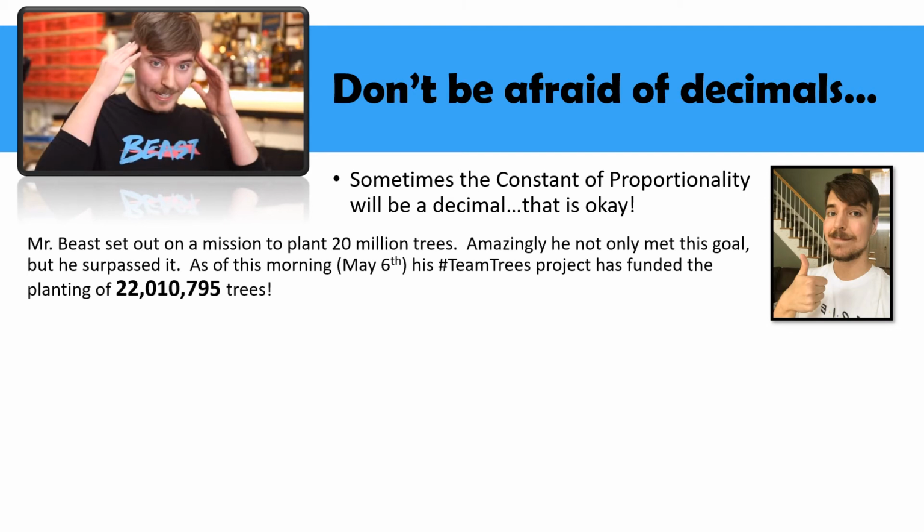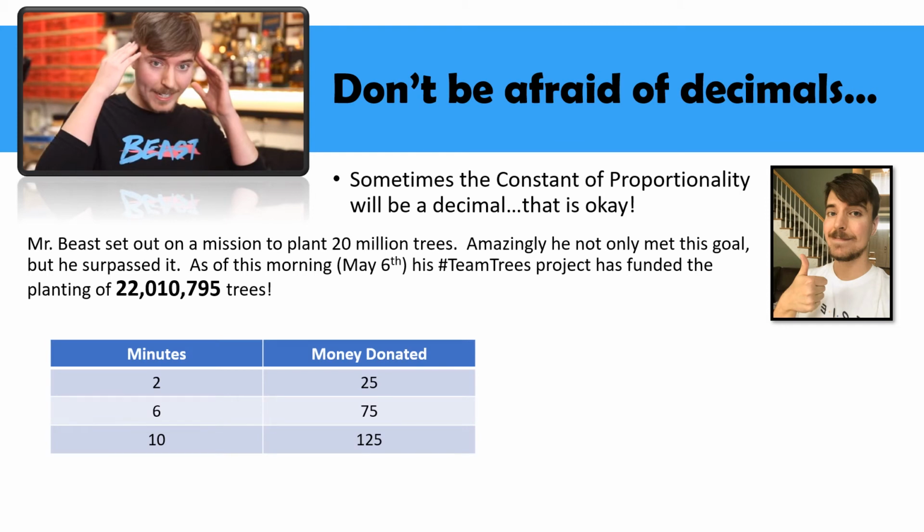So here is our new data. Mr. Beast set out in real life, he did this on a mission to plant 20 million trees. Amazingly, he not only met this goal, but he surpassed it. As of this morning, May 6th, his Team Trees project has funded the planting of 22,010,795 trees. That's pretty amazing. So using this as a theme for our next question, this table is showing the amount of money donated per minute to his Team Trees project. And I just made up these numbers, but we're going to use them to go along with the theme.